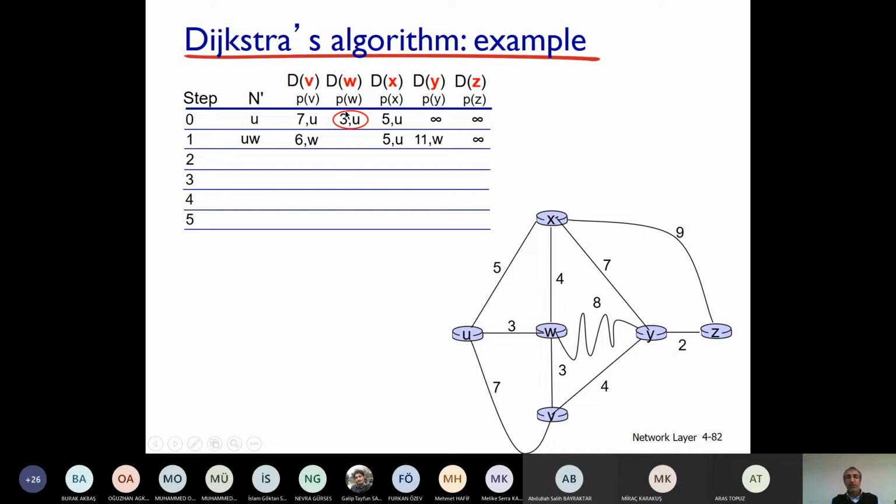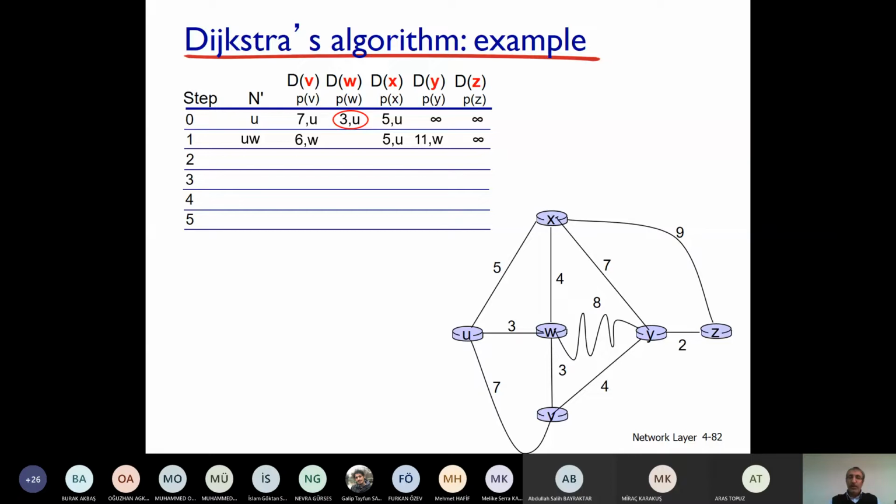And then we are done with D of W, that's why we are skipping. Now let's look at D of X. D of X is still 5, and we have an alternative path over W, but the cost is 3 plus 4 equal to 7. Because the minimum one, 5, is less than 7, we keep this value.